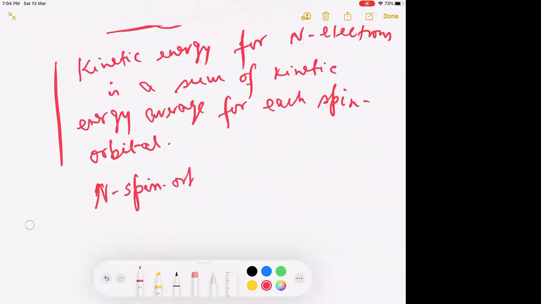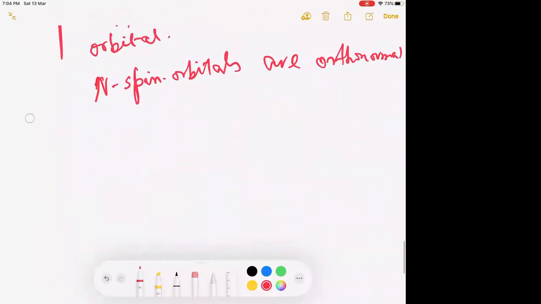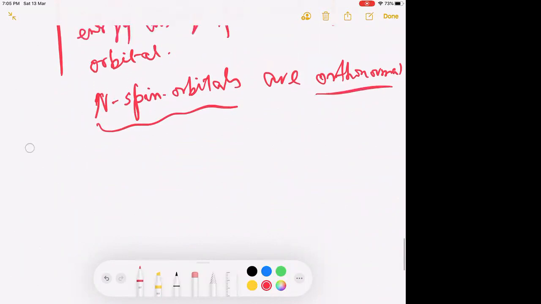in Hartree-Fock, they can be assumed to be orthonormal. Orthonormality essentially means that if you take two different spin orbitals and integrate among them, it is zero, which means the spin orbitals do not overlap, two different spin orbitals. If you take the same spin orbital, it is normalized to unity, 1.